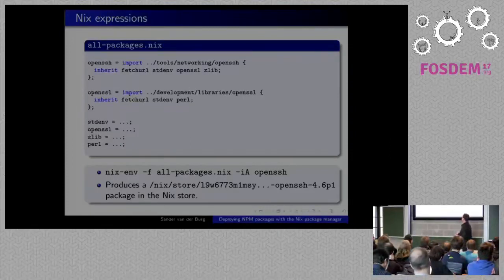And if you would run this instruction in the command line, it will build all the build time dependencies first and then the package itself, and the end result will be a Nix store path corresponding to our OpenSSH build.